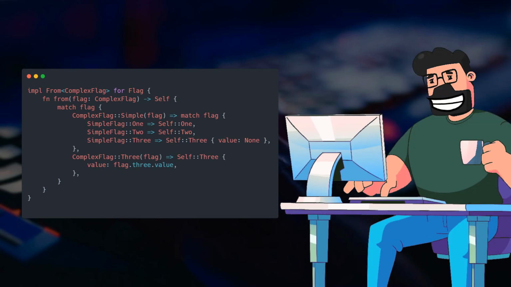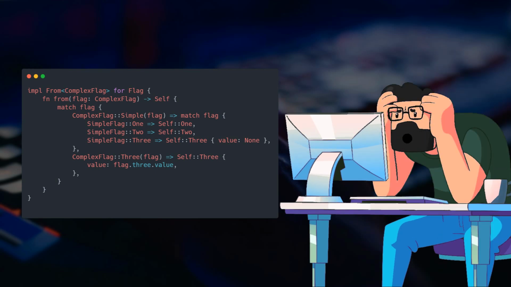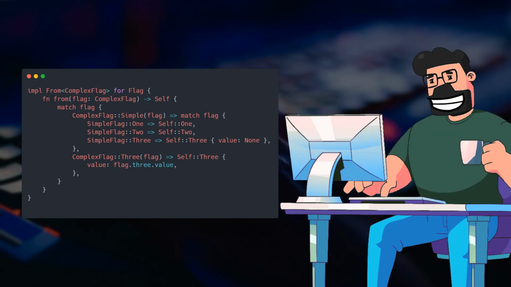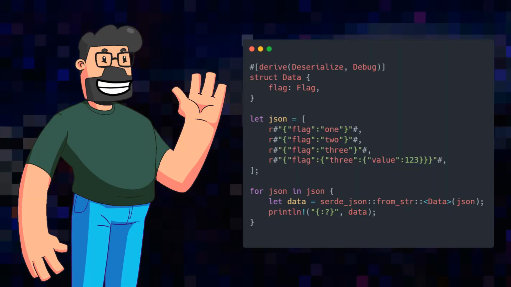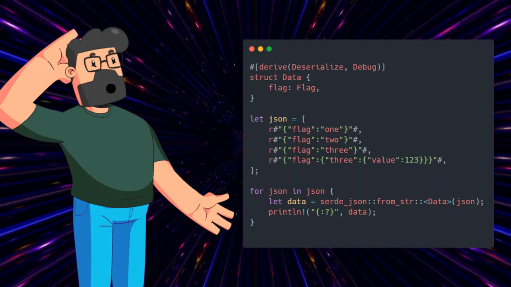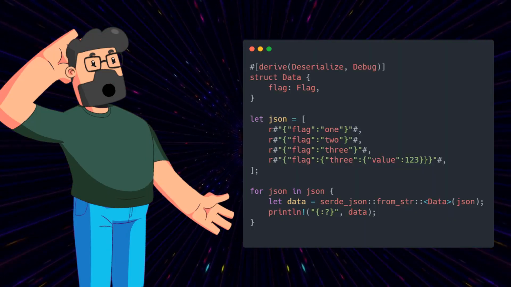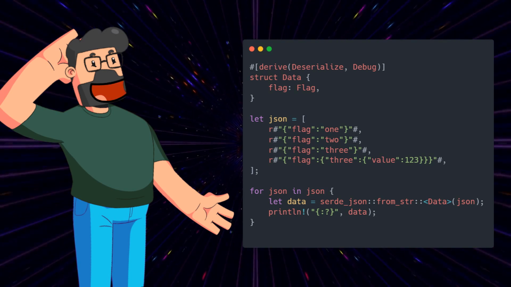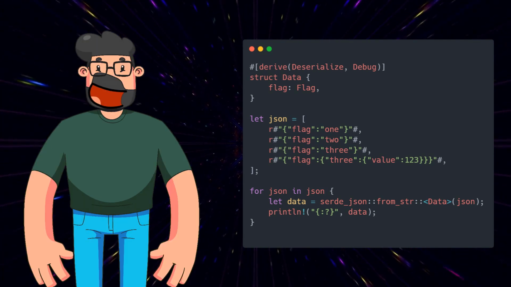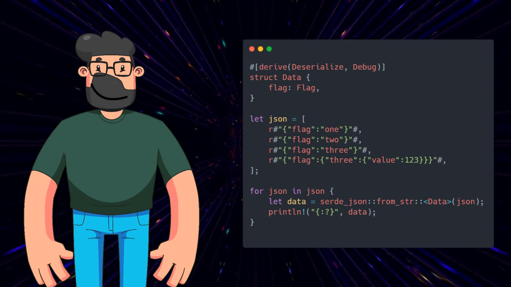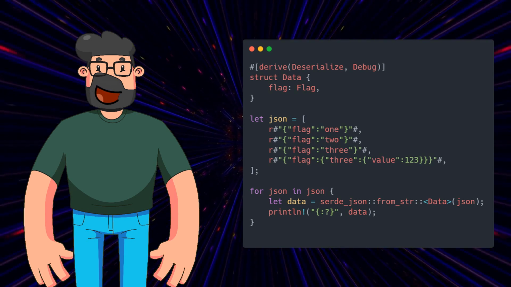Additionally, we introduce intermediary types like ComplexFlag, SimpleFlag, 3Flag, and 3Data to assist in deserialization. Next, we implement the conversion from ComplexFlag to flag by matching the variants correctly based on the deserialized data. This step ensures that the JSON data is parsed and mapped to the appropriate enum variant.